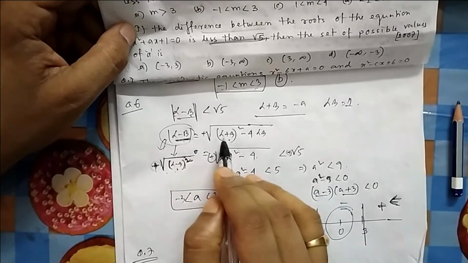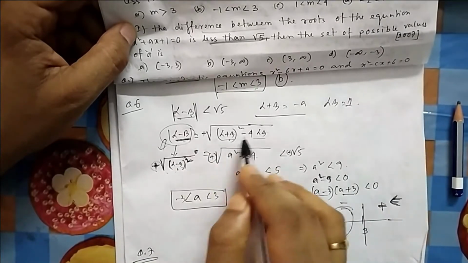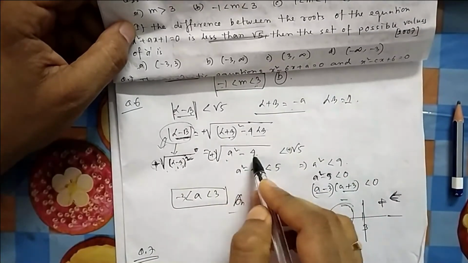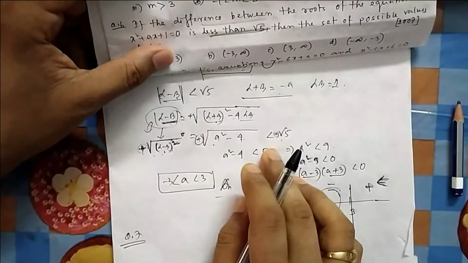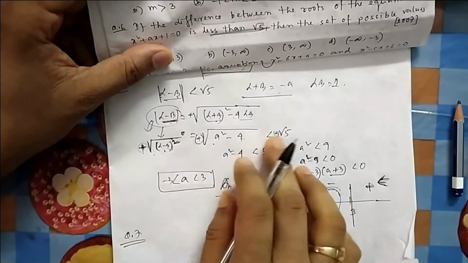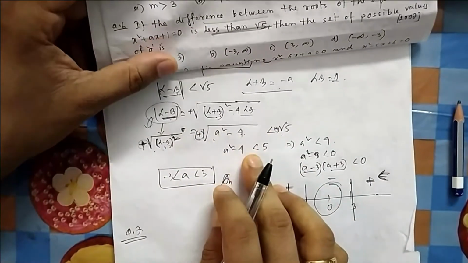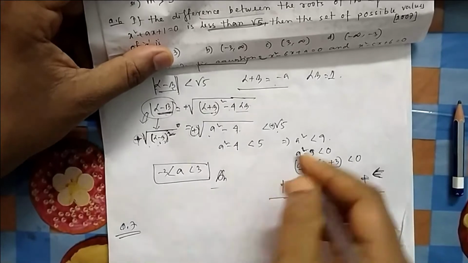So that's why a minus b is written as the square root of a plus b whole square minus 4ab, which is a minus b whole square. I'm taking only the positive value, so this should be less than root 5, because both sides are positive. I'm only considering the positive values. You can square both sides. If it is negative you cannot square.